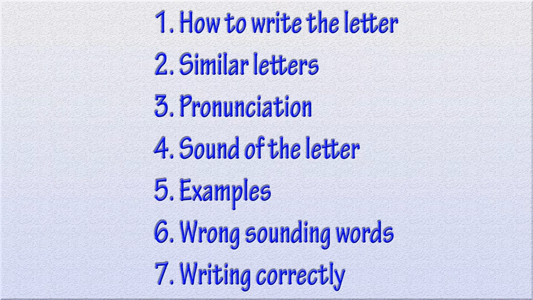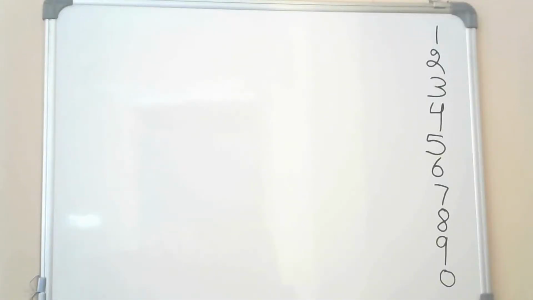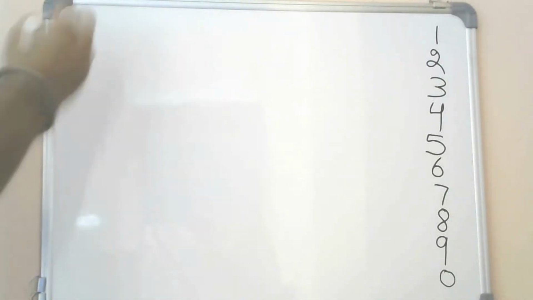The second step will be similar letters. The third step will be pronunciation. The fourth step will be sound of the letter. The fifth step will be examples. The sixth step will be wrong sounding words. The seventh and the last step will be writing the letter correctly. The 11th letter in Gurmukhi is Chacha.